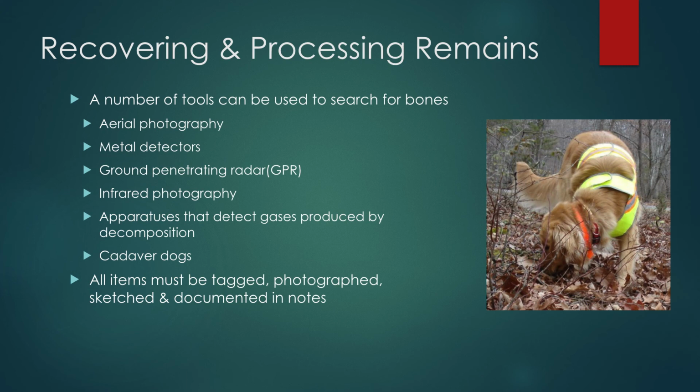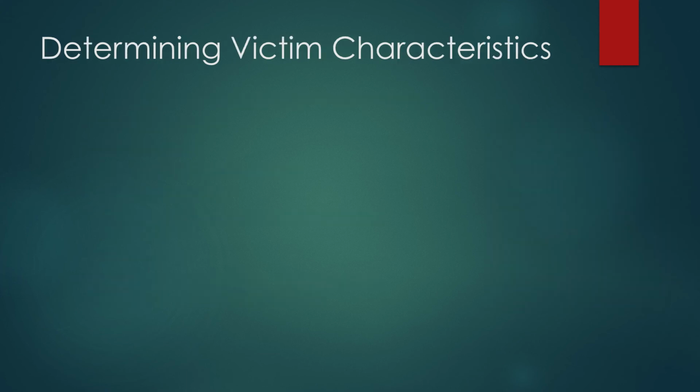A number of tools that can be used to search for bones are aerial photography, metal detectors, ground penetrating radar, GPR, infrared photography, and any apparatus that detects gases that are produced during the decomposition process. Cadaver dogs have the ability to identify remains, but as items are found, they all need to be tagged, photographed, and sketched, as well as documented within notes, as with any crime scene.